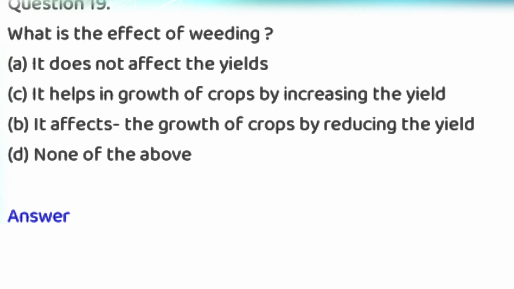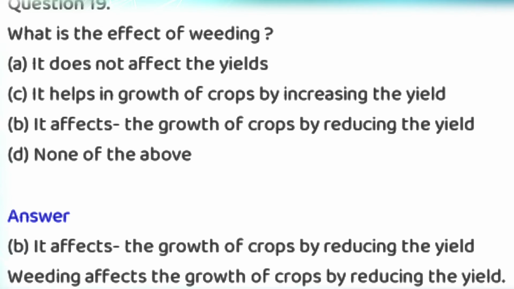19th question: What is the effect of weeding? It does not affect yields. It helps in growth of crops by increasing the yield. It affects the growth of crops by reducing the yield. None of the above. And the answer is it affects the growth of crops by reducing the yield. Weeding affects the growth of crops by reducing yield.